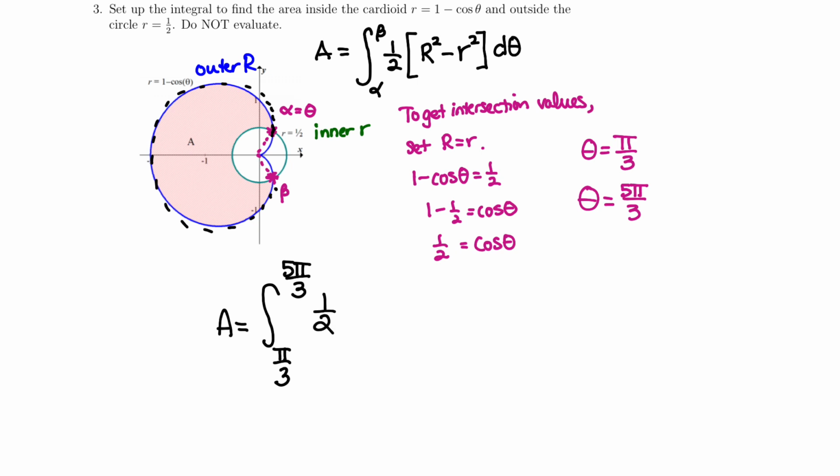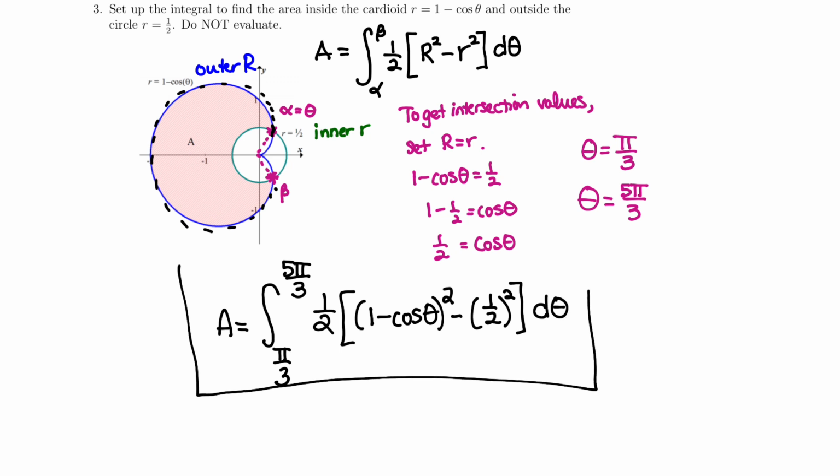And then I take 1/2 times big R squared, which is 1 minus cosine theta squared, minus little r squared, which is 1/2 squared, d theta. I don't need to work it out right now because I want you to set up one more before the end of class. We just want to set it up. We'll practice a lot of working out. In fact, not a lot, but you have 6 area problems to do for your homework on Friday. Not a whole lot, but enough to hopefully give you set up. Does this make sense?